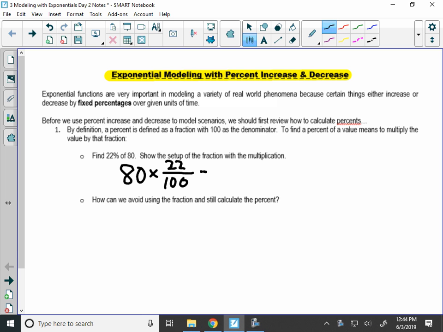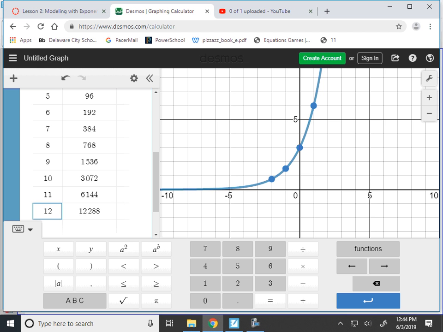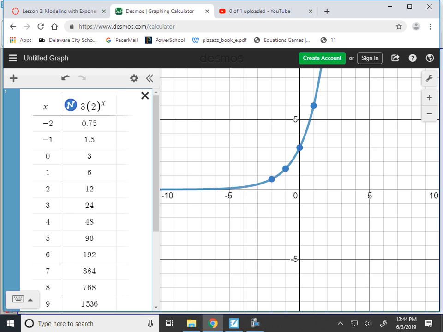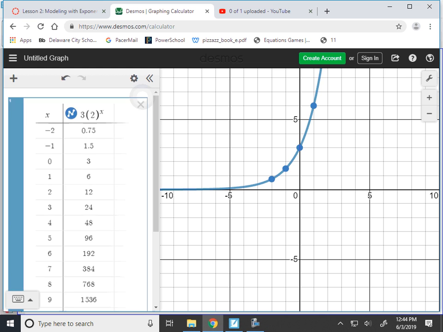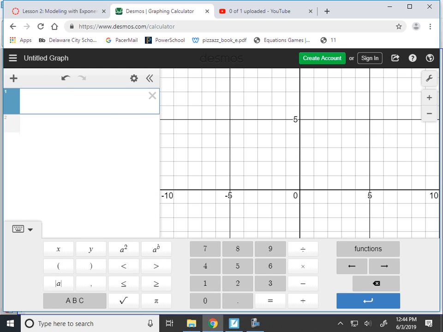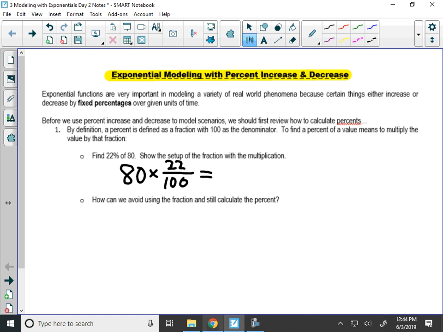Okay, so if that is what I'm multiplying together, I'm going to take my calculator, and I'm going to take 80 times, then we'll have our fraction, 22 over 100, and I get 17.6. Okay, so that would be how you find 22% of 80.